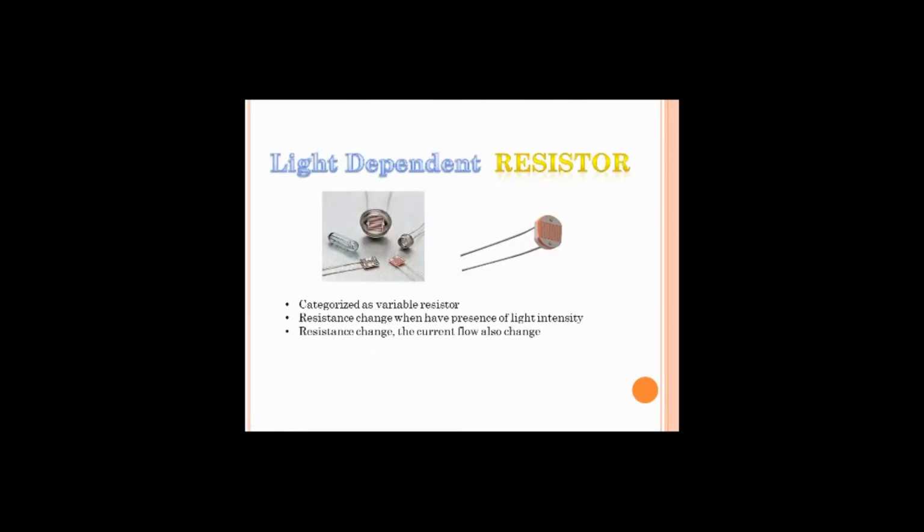In short, light dependent resistor. LDR is a component that can be categorized as a variable resistor that changes with the light intensity that falls upon it, which means it changes its resistance depending on the light intensity. When the resistance changes, the current flow also changes. The value of resistance determines how much current flows through the circuit.